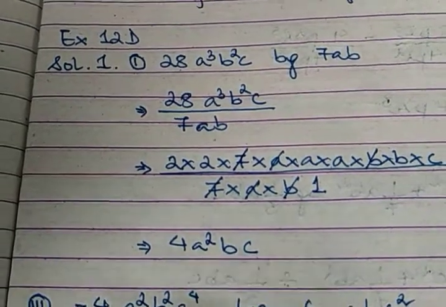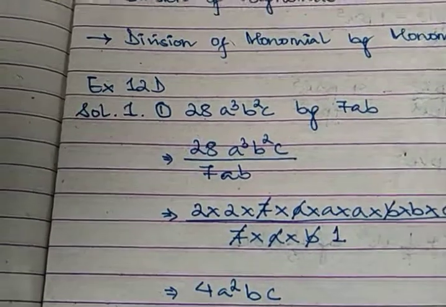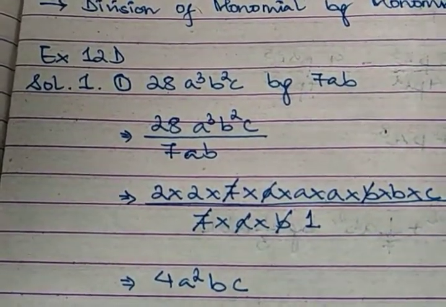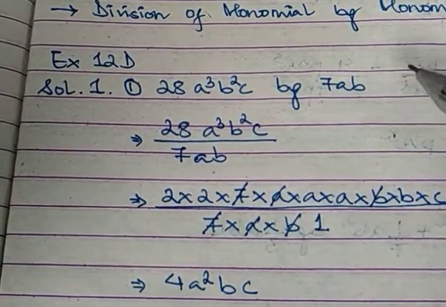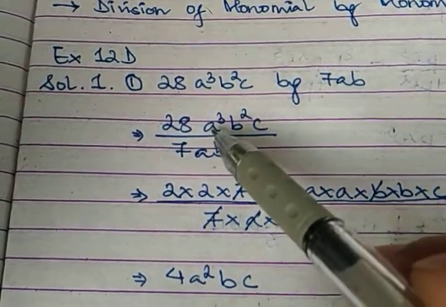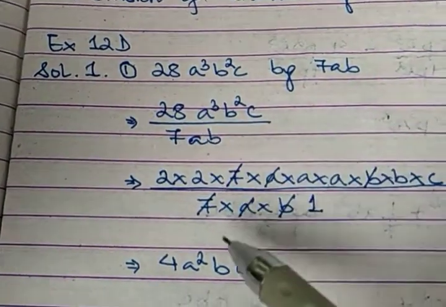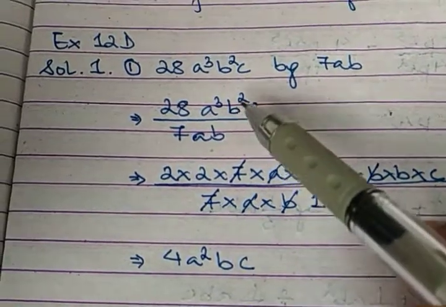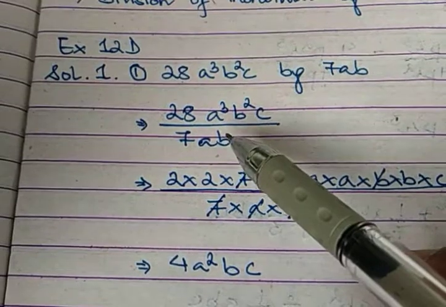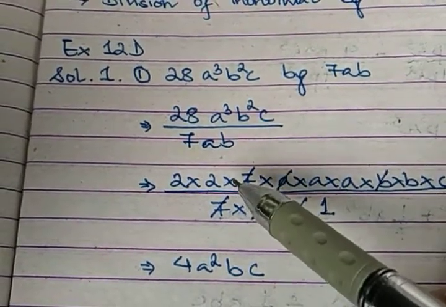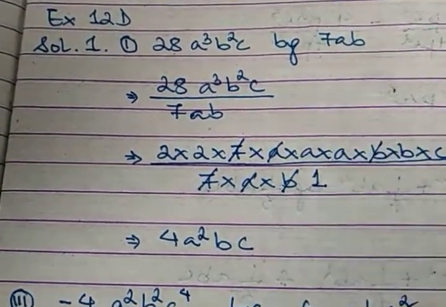Remember, in division, the powers of the same variable will be subtracted. Simple. We have done this in exponents also. Remember, a to the power m divided by a to the power n was a to the power m minus n. So similarly, a to the power 3 divided by a to the power 1: 3 minus 1 is 2, so a to the power 2. Then b to the power 2 by b to the power 1. Where the powers are not given, we know that the powers are 1, so 2 minus 1 is 1, and it will remain as it is.